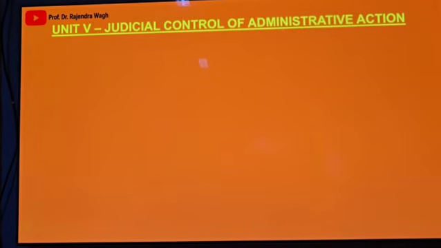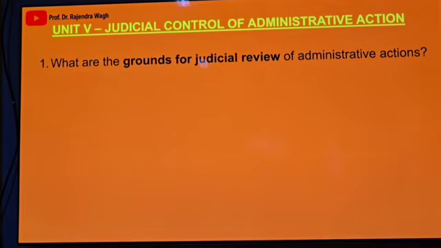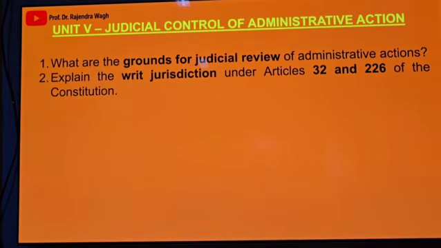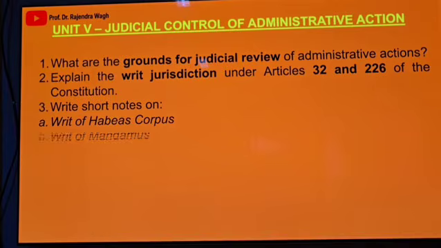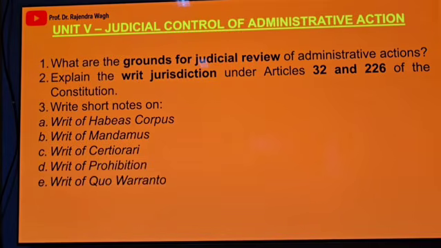Now, Unit 5, judicial control of administrative action. What we are going to study under this: what are the grounds for judicial review of administrative actions? Explain the writ jurisdiction under Articles 32 and 226 of the Constitution. Then short notes on writs: writ of habeas corpus, writ of mandamus, writ of certiorari, writ of prohibition, writ of quo warranto. These all 5 writs we are going to study.